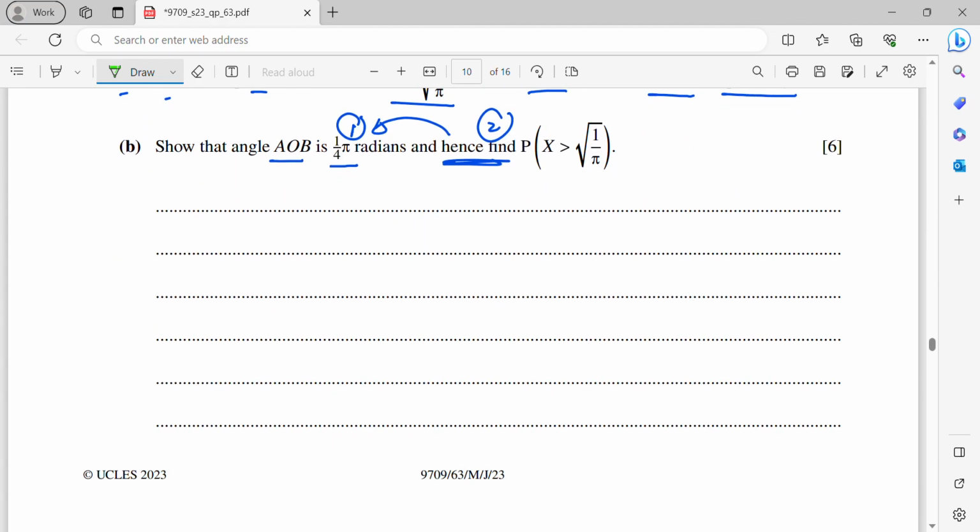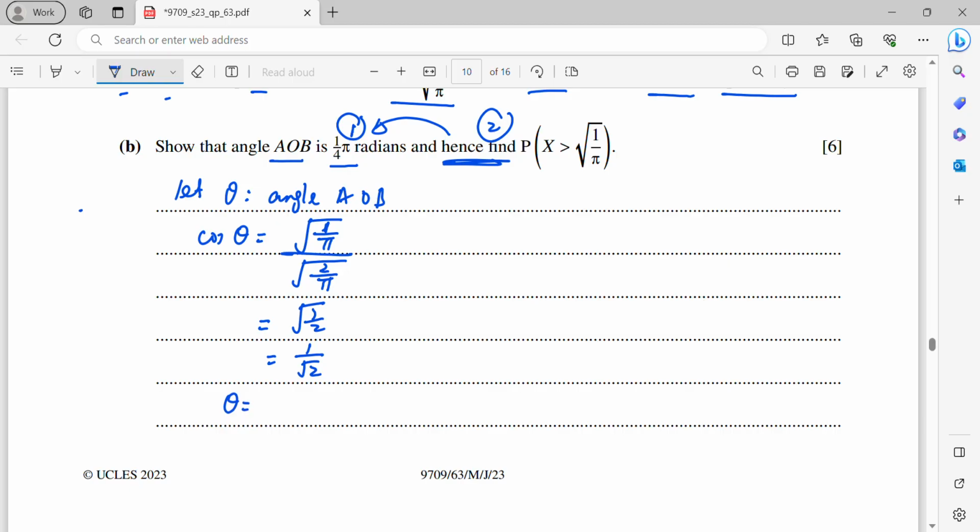So I will write here, let theta be the angle AOB. So cos theta is square root of 1 over pi divided by square root of 2 over pi. From here, I can cancel off the pi. That means this is going to be square root of 1 over 2, or I would say 1 over square root 2. So when you use your calculator in radians mode, it will be 1 over 4 pi. Okay, done the first part.